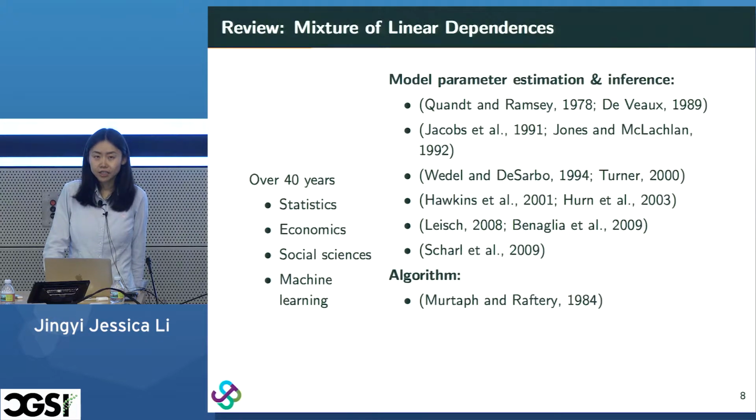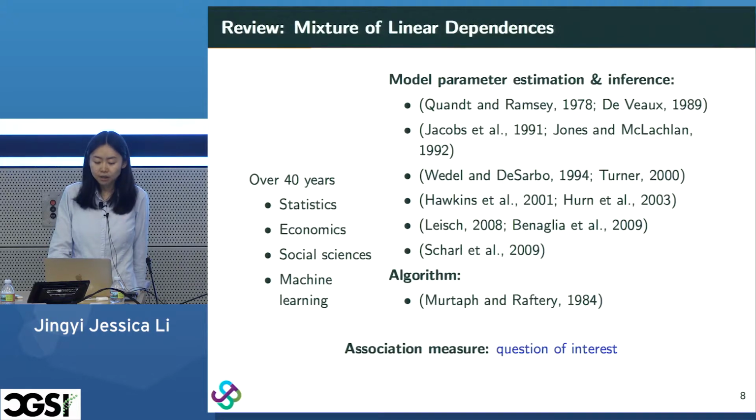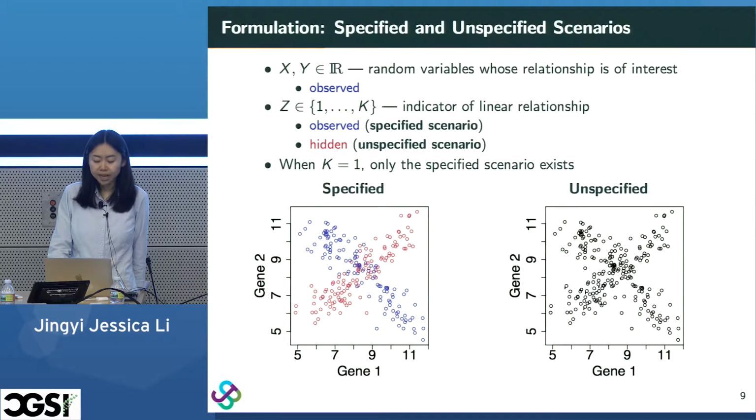I started the problem by thinking about two cases. The specified case is the simpler one. Just like in my gene expression example, suppose that I know the tissue is a good separator or indicator of the membership of the two lines. Then I'm in the specified situation. This indicator tells me which data point is in which line.